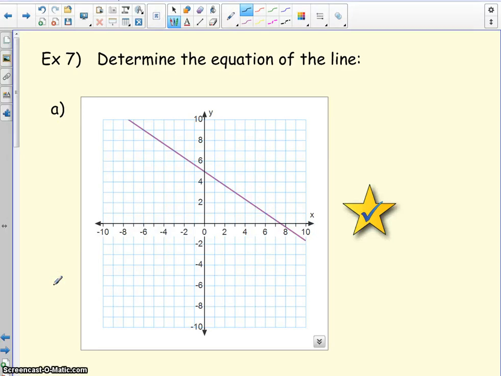Alright, let's just run through these last few examples just to finish this one up. So again, to find the equation of a line, you need two things. You need the slope and you need a point. So for this one here, you're given the graph. Let's try and find out the slope first.